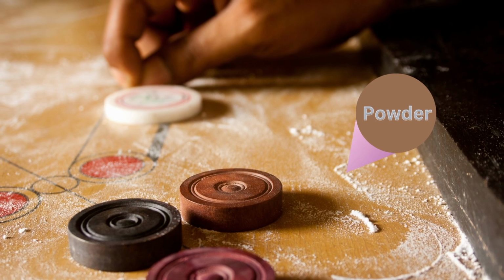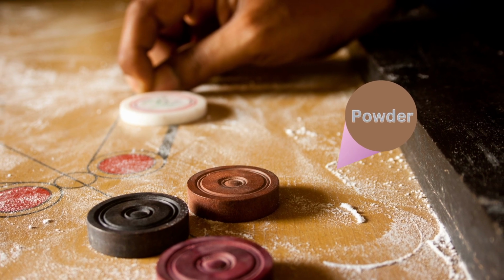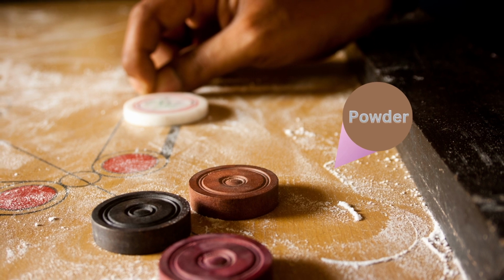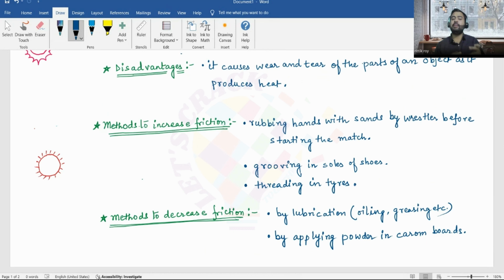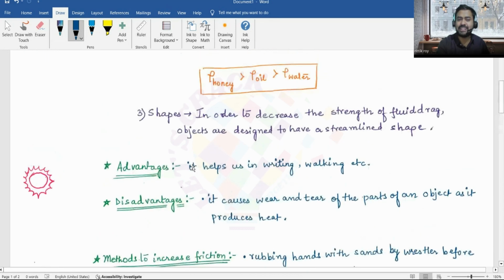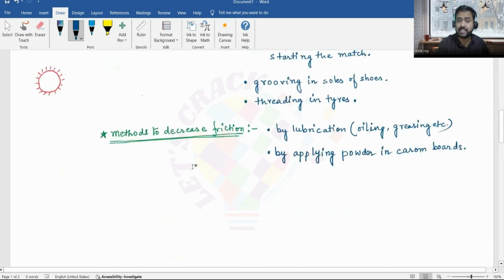So when we are applying powder on carom boards, what will happen? It will decrease the friction, and the striker can slide easily on the carom board, and we can play the match smoothly. Okay. One more thing: if you say friction is only present on the outside, doesn't friction occur inside our body, and are there not any methods?